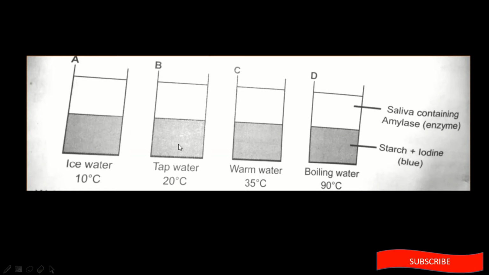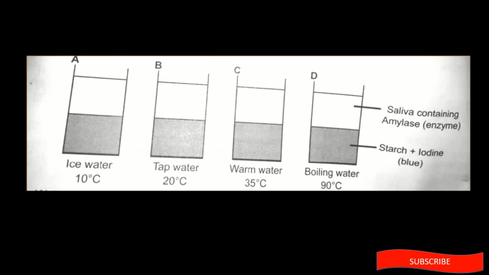Now in test tube B, we are increasing our temperature by 10 degrees Celsius. Because we increased our temperature by 10 degrees Celsius, our enzymes will start to work, but they will be slow as compared to how they will work in test tube C. But they'll be fast as compared to test tube A, because we doubled the activities.